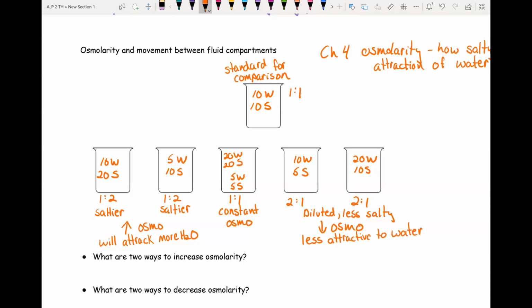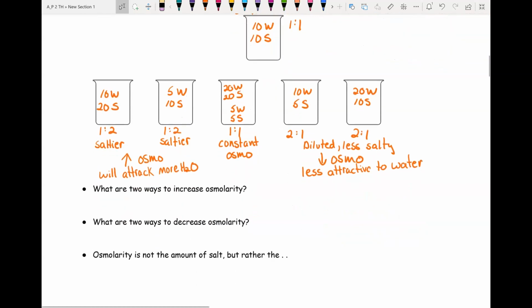So if you make something saltier, that increases the osmolarity and it is more attractive to water. If you make something less salty, you decrease the osmolarity and that is less attractive to water. Okay, so let's go through these questions. Two ways to increase osmolarity. Well, you can increase osmolarity by increasing the salt, or by decreasing the water. Either of those actions will make it saltier.